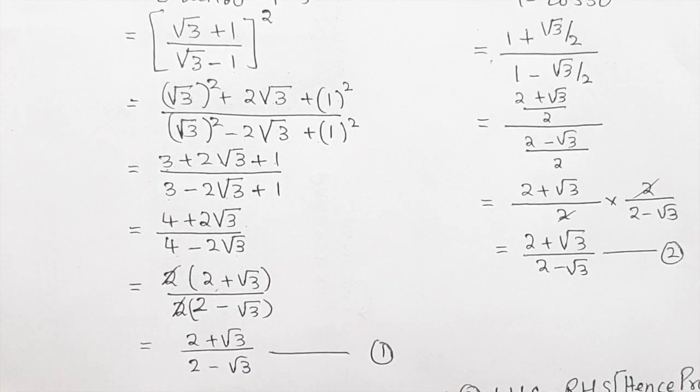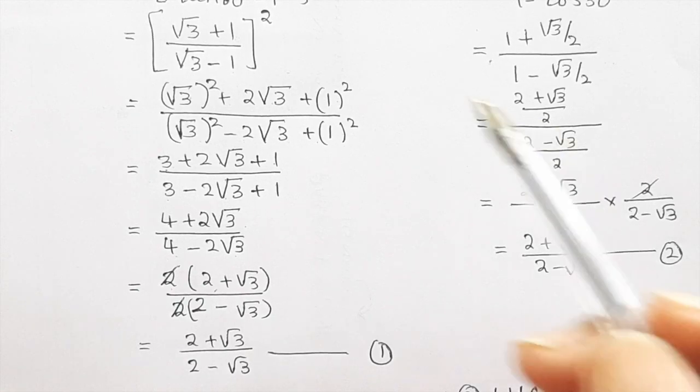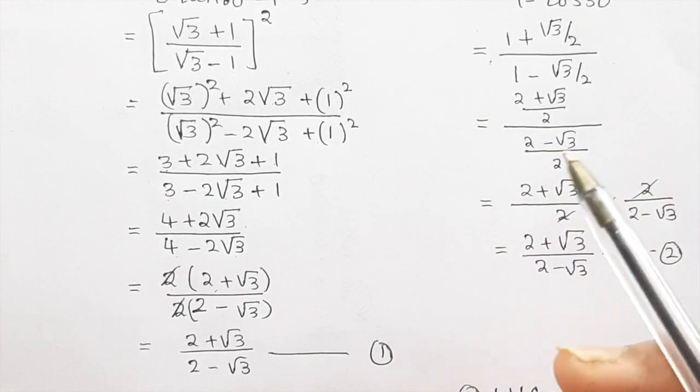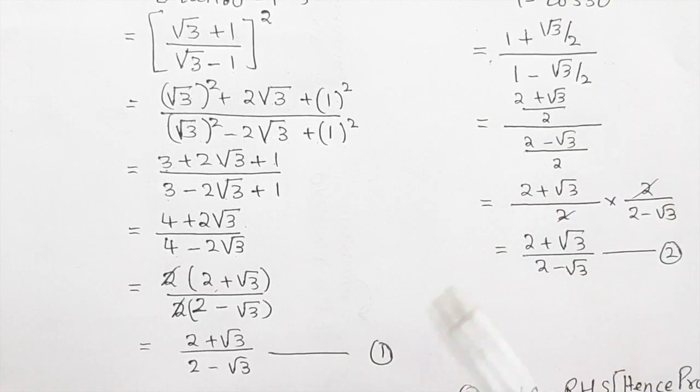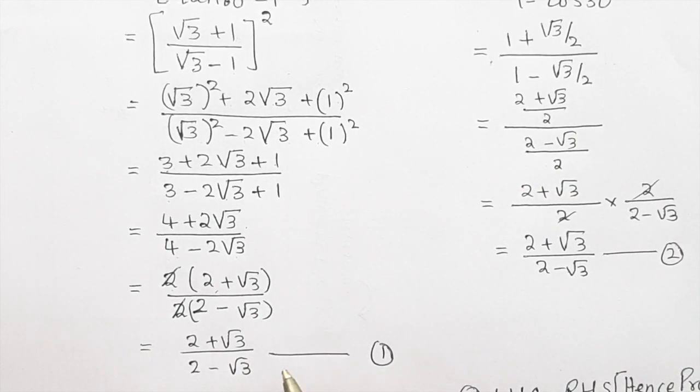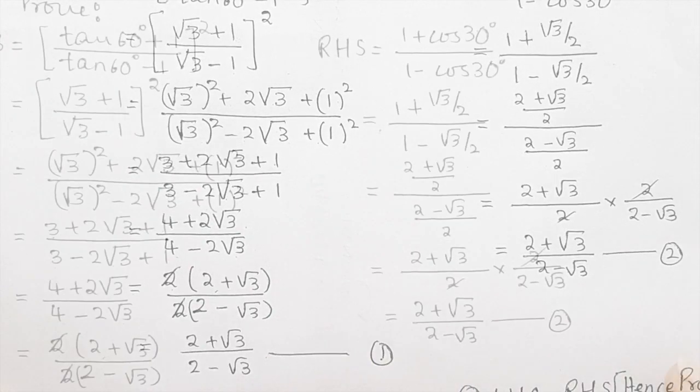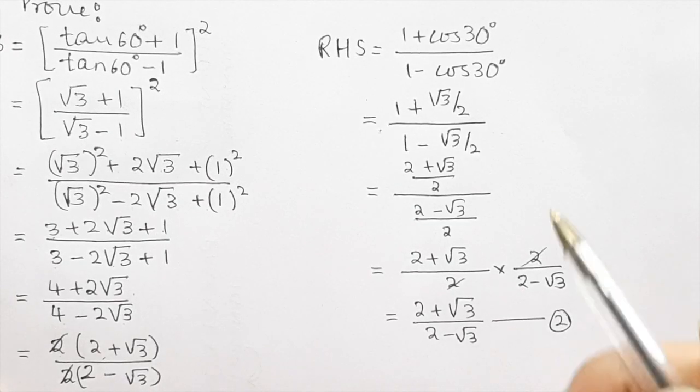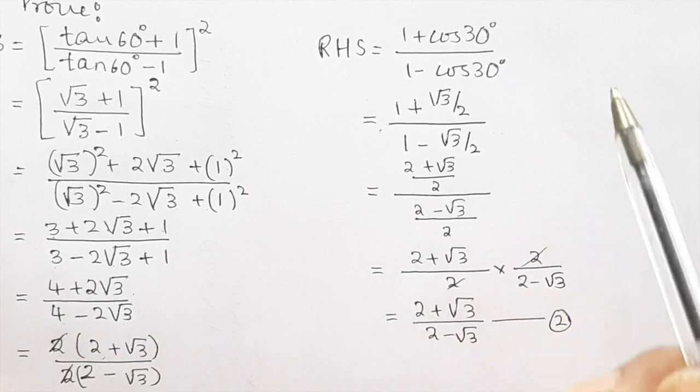After this we can actually rationalize, but I don't want to, because in the RHS I have seen that you'll practically get the same thing, so we don't need to proceed with rationalizing the denominator, and so we'll call this as statement number 1. Now I have written RHS just here to save on the space.